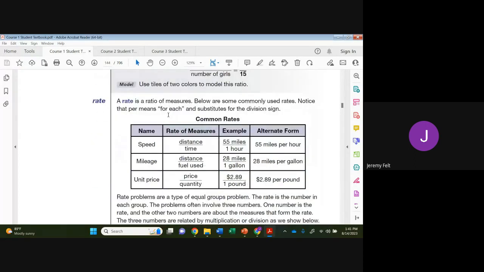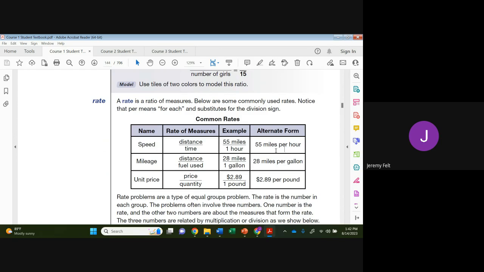Now, a rate is a ratio of measures. So we're not just talking about inches or feet or minutes or hours or whatever. We're using multiple measurements. Below are some commonly used rates. Notice that per means for each and substitutes for the division sign. So miles per hour, we'll commonly just write it out, 55 miles per hour. Or sometimes we put MPH for a shortened acronym.